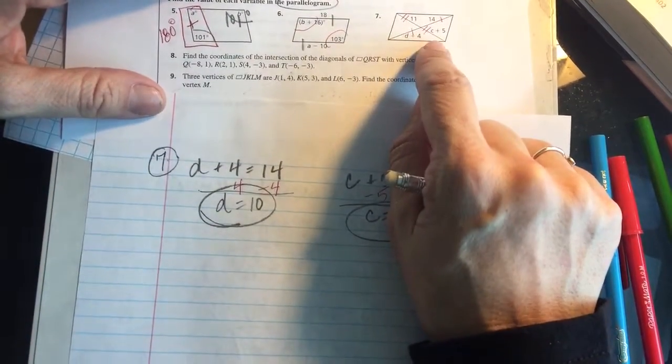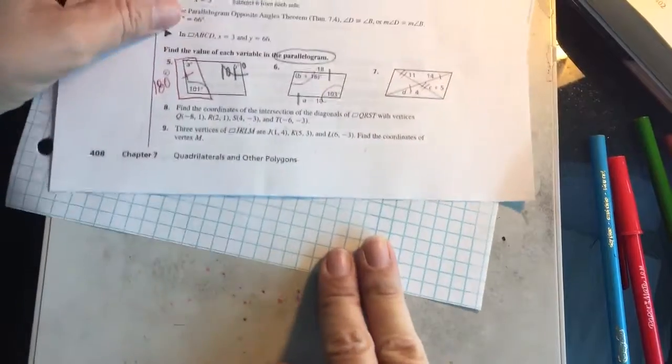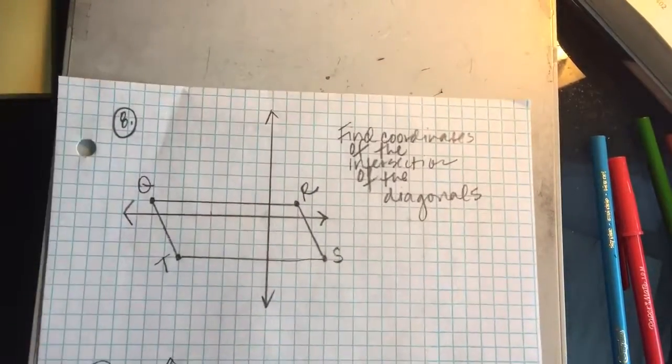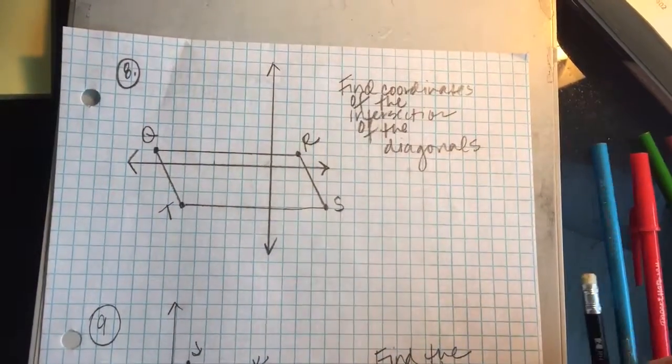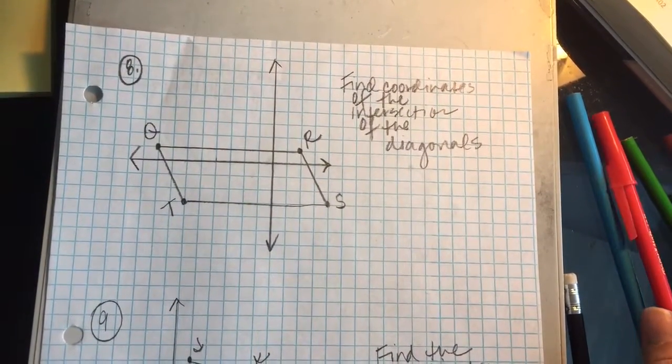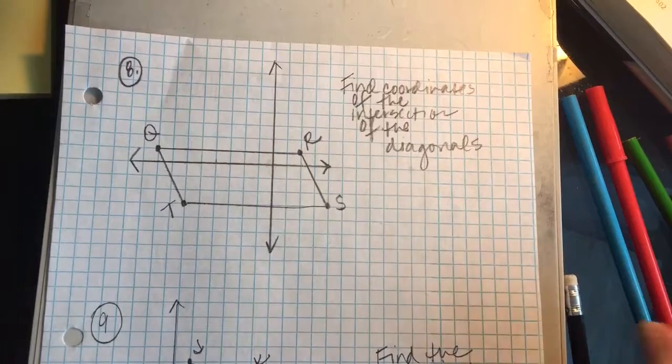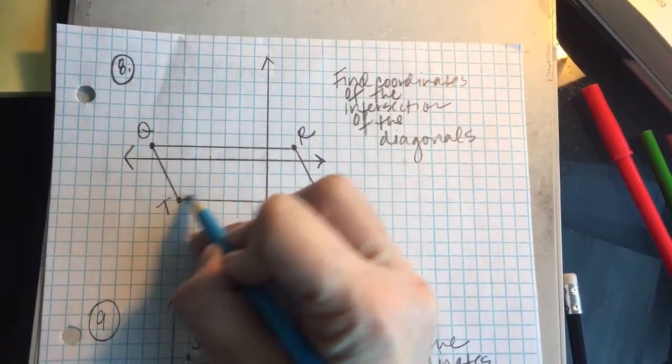bisected diagonals here. Number 8 and 9 have to happen in the coordinate plane. I'm assuming you're coming to class with your graphs ready to go. Find the coordinates of the intersection of the diagonals. So the first thing that I've got to do is sketch in my diagonals.